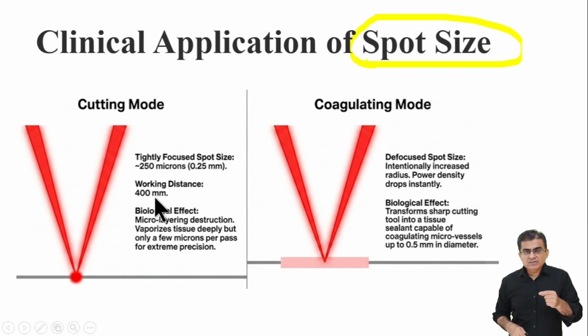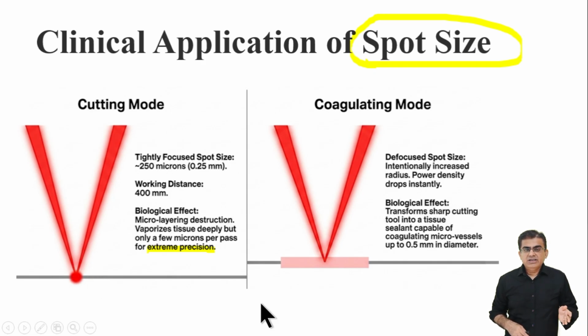And at this perfect focus, the laser creates a micro layering destruction effect. It vaporizes the tissue deeply, but it only removes a very few microns with every single pass. This is exactly what gives us such extreme surgical precision for our oncological margins. But what happens when you inevitably encounter bleeding from small vessels?